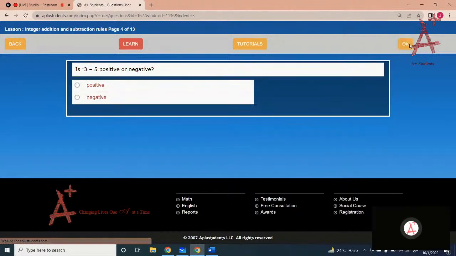Okay, the next one is negative 3 minus 5, positive or negative? Here the greater number is 5 and 5 is positive. So that means the answer must be positive. Got it?